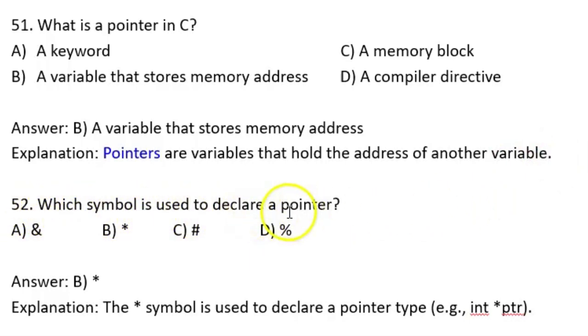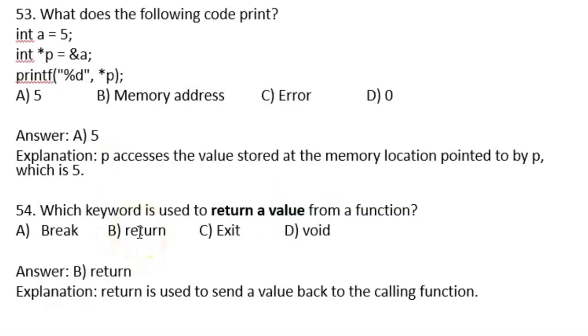Question number 52. Which symbol is used to declare a pointer? The pointer symbol is the asterisk. B is the answer.